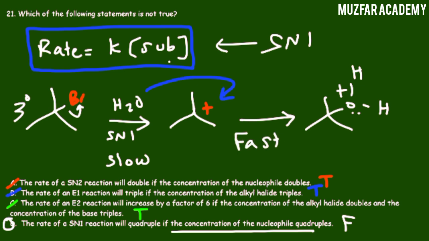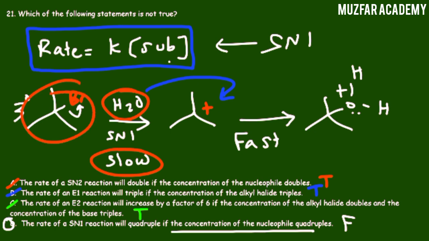Now the rate for the overall SN1 reaction doesn't depend on the fast step, it depends on the slow step. And notice the nucleophile is not part of the slow step, only the substrate is. That's why the rate for an SN1 reaction and also an E1 reaction doesn't depend on the concentration of the nucleophile or the base. It's because they're not involved in the first step, which is the slow step or the rate-determining step. That's why it only depends on the concentration of the substrate. So that's it for 21. The correct answer is answer choice D.